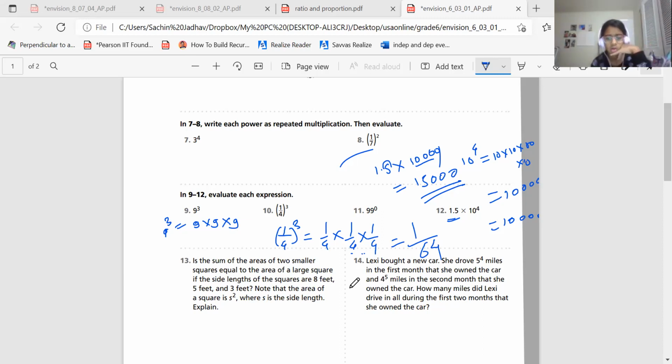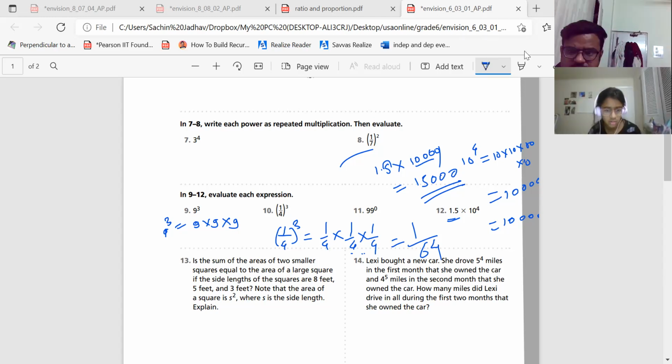Sir, I don't understand what to do in the 13th one. I read the question, but I don't think it makes sense. The question is: is the sum of the areas of the two smaller squares equal to the area of the large square, if the side lengths of the squares are 8 feet, 5 feet and 3 feet? Note that the area of a square is s squared.